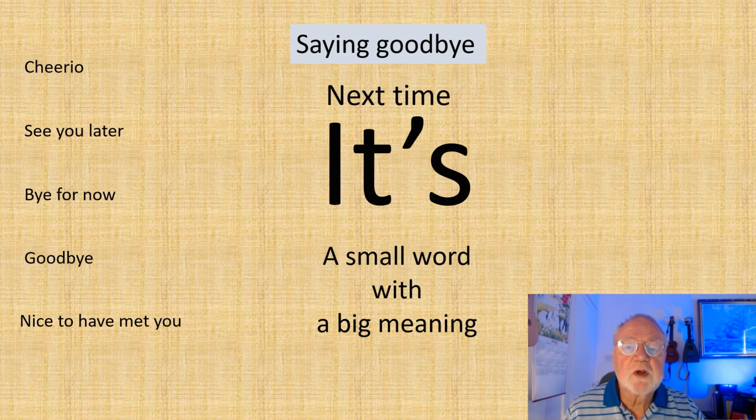Next time we'll have a look at that very small but very important word, it's.